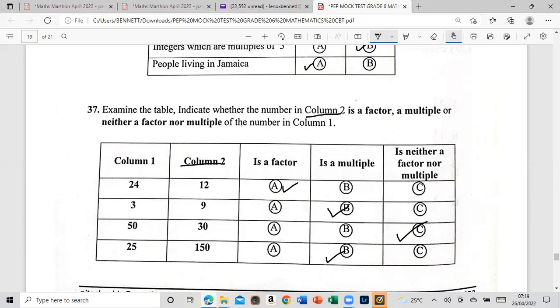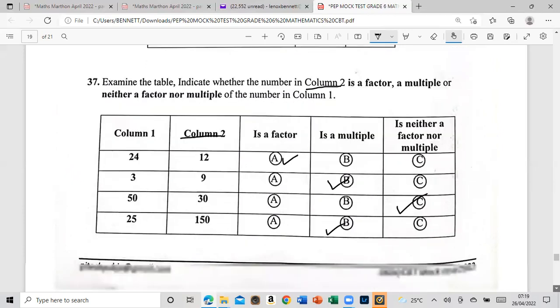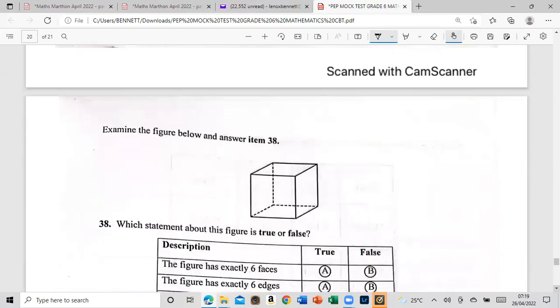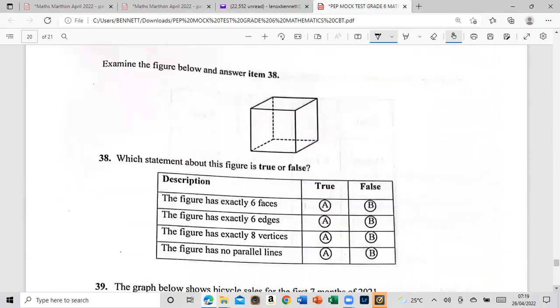All right, we have 3 to go. Hope you guys understand what you're asking. Examine the figure below and answer 38. Which statement about the figure is true or false? So we have a cube. The statement says the figure has exactly 6 faces. How many faces does a cube have? Put that in the comment section. The figure has exactly 6 edges.